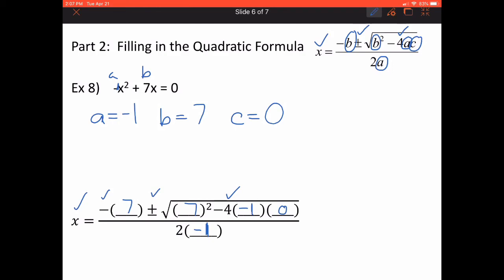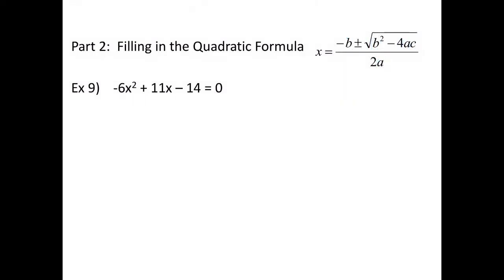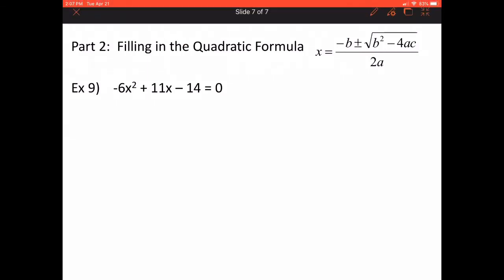Let's try one more. In this one, it looks like we don't have anything started for us, so we've got to write it from scratch. All right, let's find a, b, and c. So a is what is in front of x squared, so -6. B is the coefficient of the x, so 11. And c is the constant, so -14.